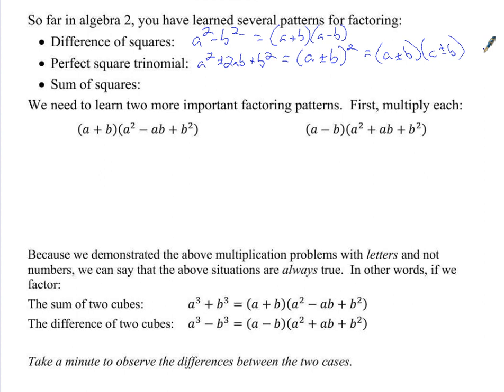We also learned the sum of squares when we finally learned about imaginary numbers and complex numbers. The sum of squares is like the difference of squares, except it says a squared plus b squared. And the sum of squares can factor using imaginary numbers into a plus bi times a minus bi.